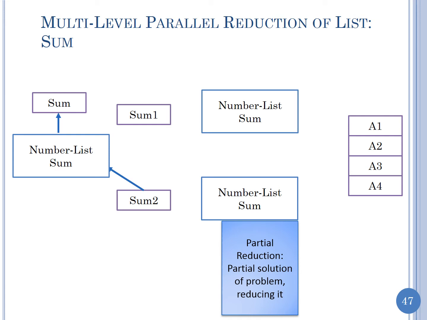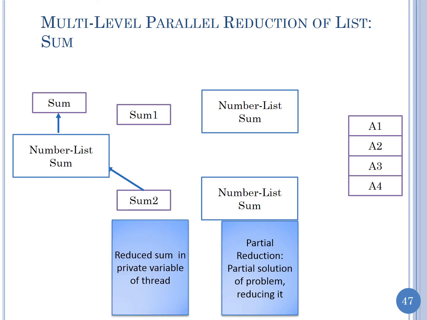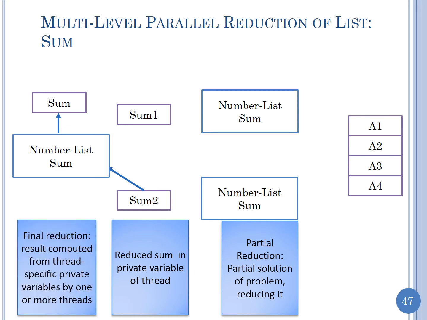Partial reduction: a partial solution of the problem, reducing it. So the reduced sum is in a private variable of the thread. Final reduction: the result is computed from thread-specific private variables by one or more threads, and typically one thread.